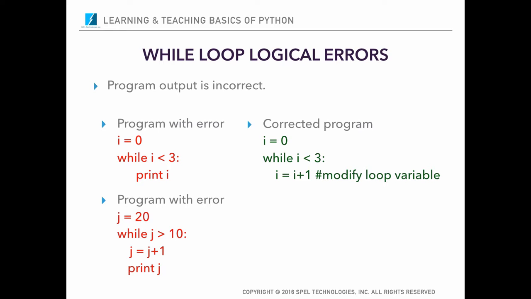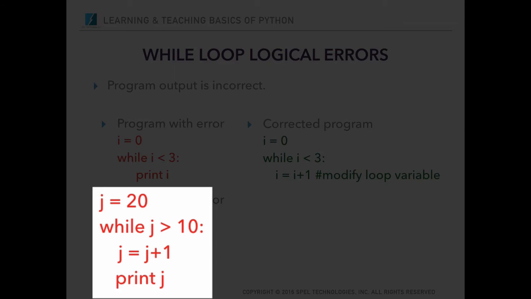Now we are modifying the loop variable here within the program. The statement to modify it is j equals j plus 1. So we are modifying the loop variable. Then why does the program run indefinitely? Let's examine the values of the loop variable j and the loop condition more closely.